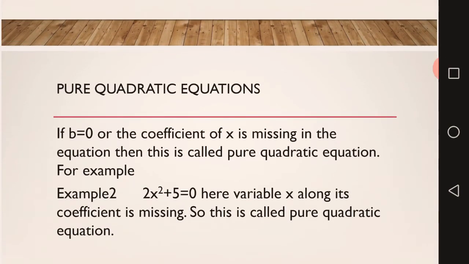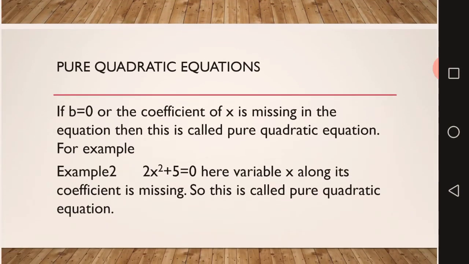Now pure quadratic equation. If b becomes 0, or the coefficient of x is missing in the equation, then this is called a pure quadratic equation. For example, 2x square plus 5 is equal to 0. Here the variable x along with its coefficient is missing. So this is called a pure quadratic equation.